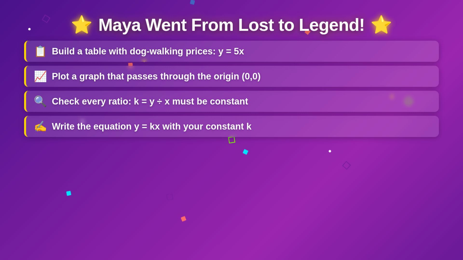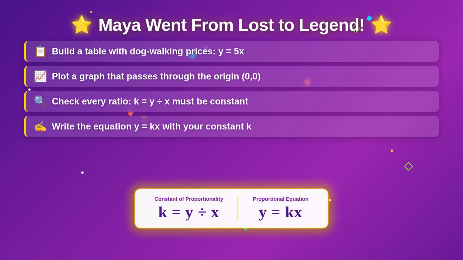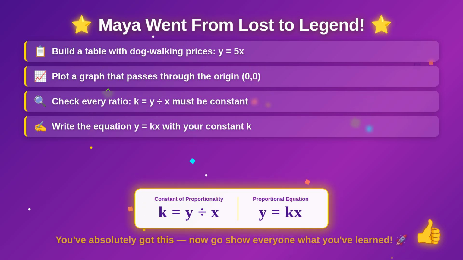Remember when Maya was staring at her notebook, totally confused about how to show her dog walking prices? Now she can build a table, plot a graph, check every ratio, and write the equation y equals 5x, all in minutes. From lost to legend, that's Maya's journey, and it can be yours too. The keys are simple. Find K by dividing y by x. Make sure your graph passes through the origin, and write y equals kx.